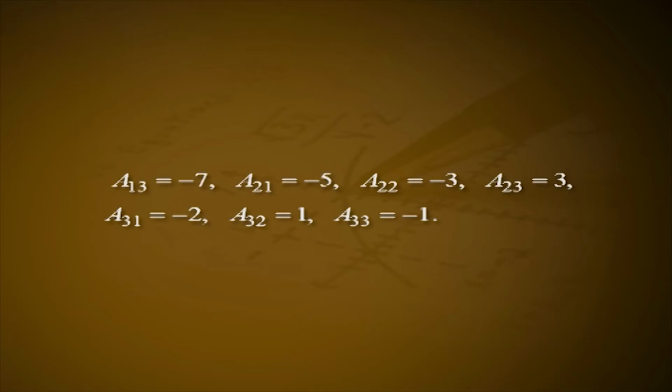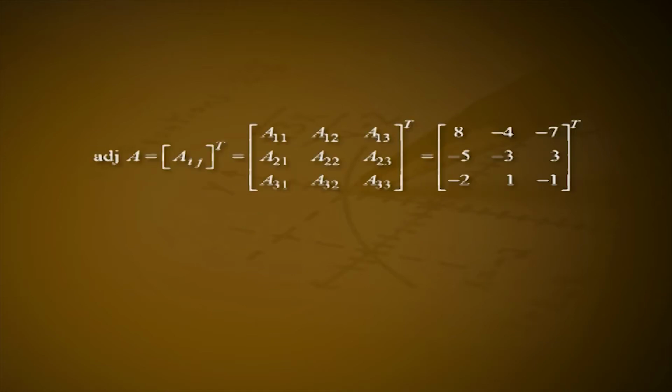Hence, adj A is equal to transpose of Aij is equal to transpose of the matrix A11, A12, A13, A21, A22, A23, A31, A32, A33, which is the transpose of the matrix 8, minus 4, minus 7, minus 5, minus 3, 3, minus 2, 1, minus 1, which is equal to the matrix 8, minus 5, minus 2, minus 4, minus 3, 1, minus 7, 3, minus 1.